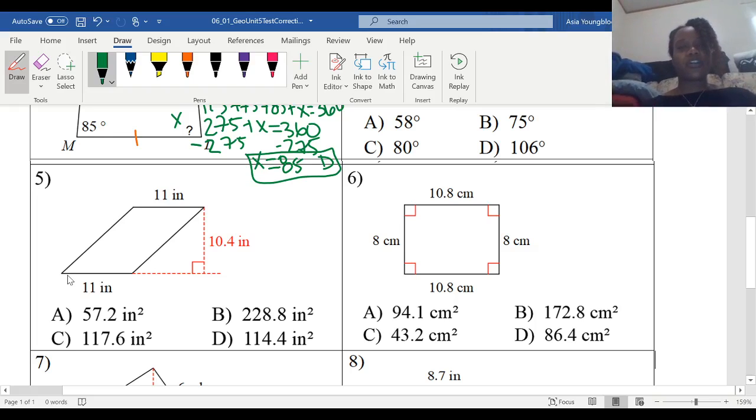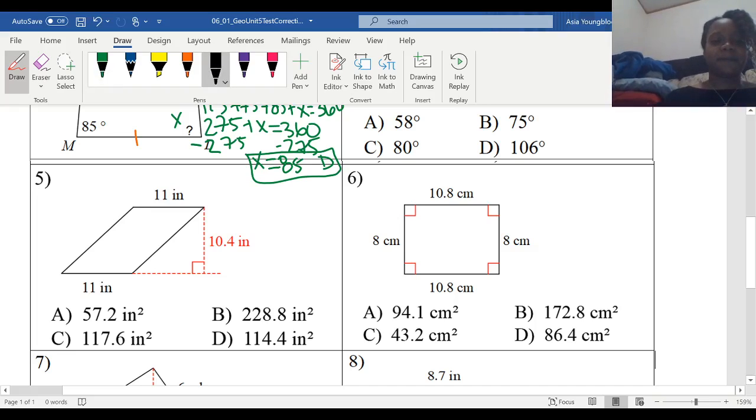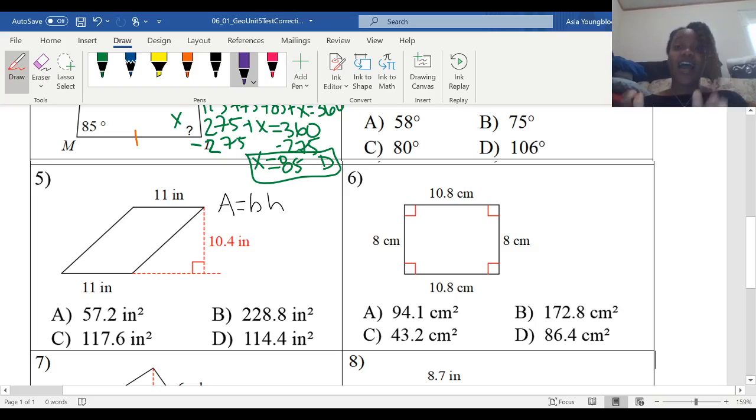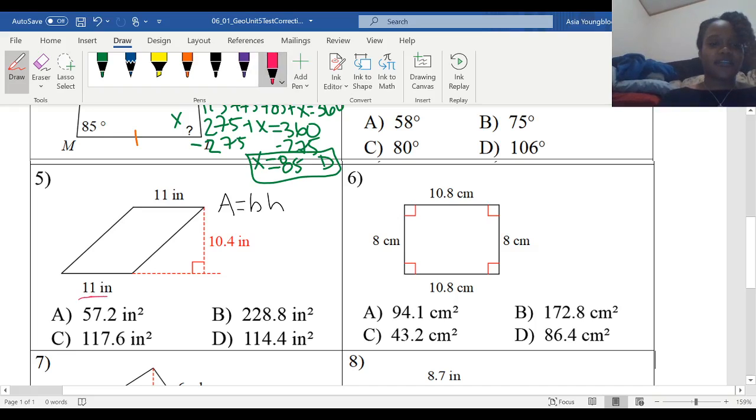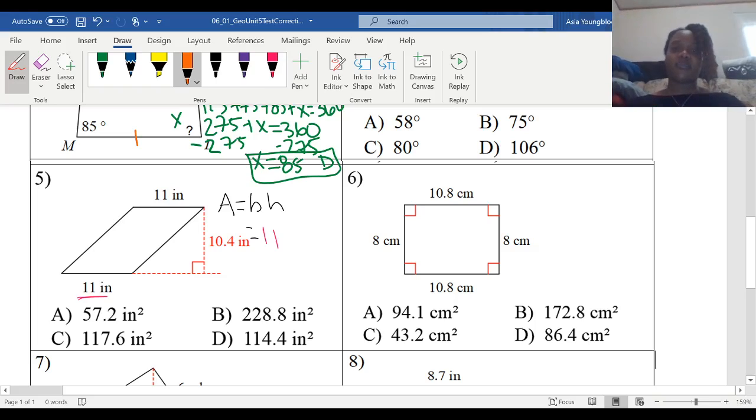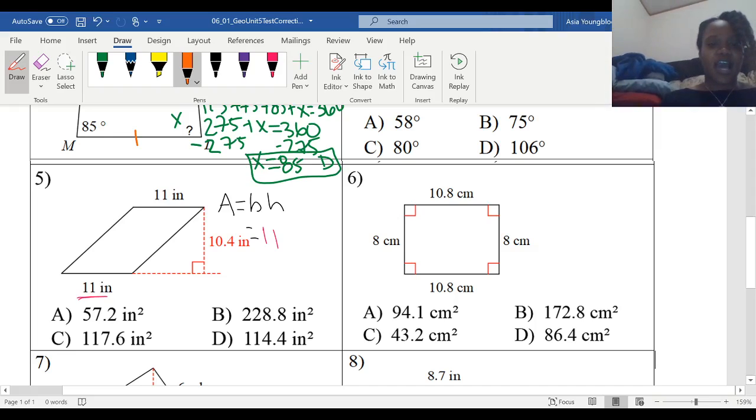The area formula for a parallelogram is base times height. So area equals base times height, where the base is one side length, and the height is the distance from the opposite side or vertex to that side length. So in the way that this figure is drawn, our base is going to be 11. So we're going to have 11, and our height is the side that is perpendicular to that. It makes a right angle, and it's going to the opposite side. So that height is going to be 10.4.